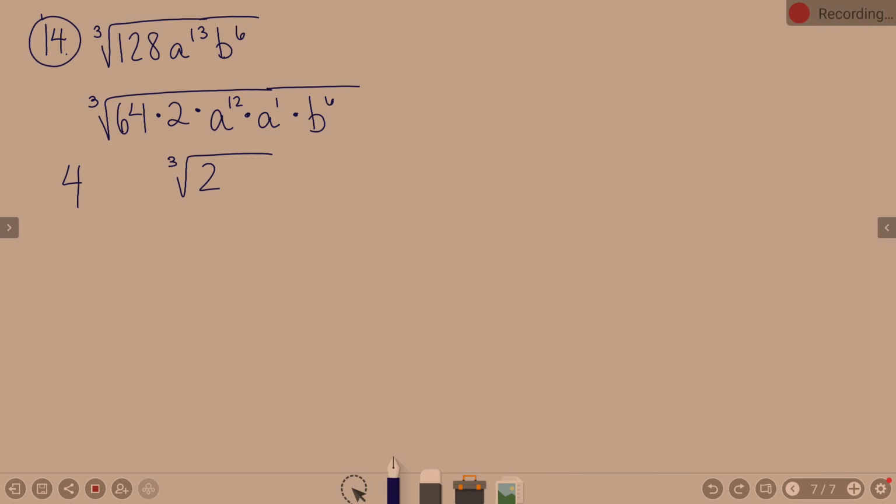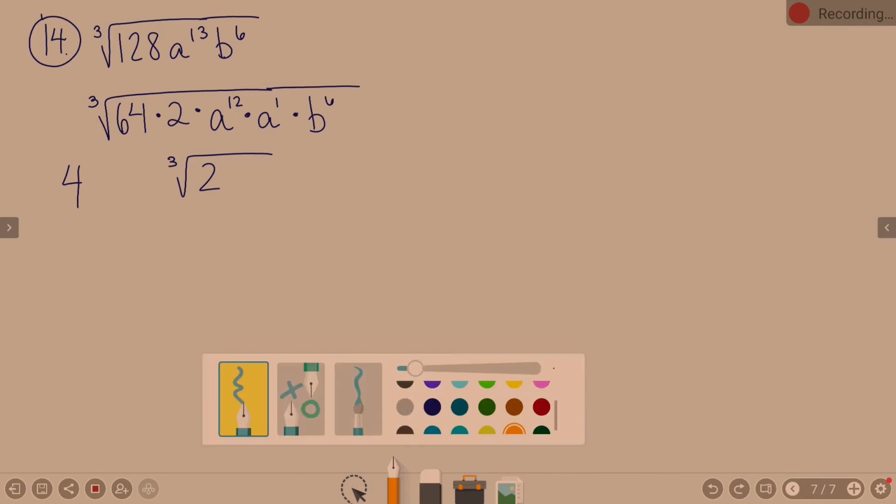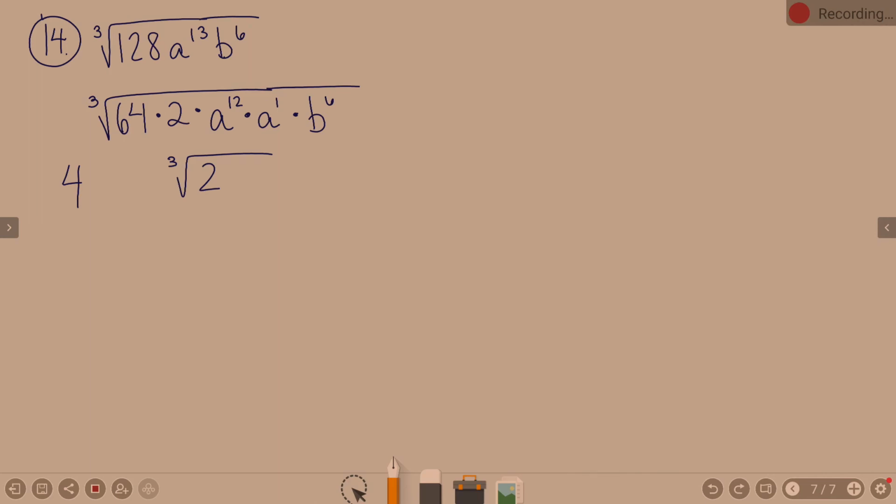Two is going to stay under my radical, under my cube root. Okay. Cube root of a to the 12th. Can I do cube root of a to the 12th? In other words, does 12 divide by 3? It does, and that becomes a to the 4th, and that's going to be out front.